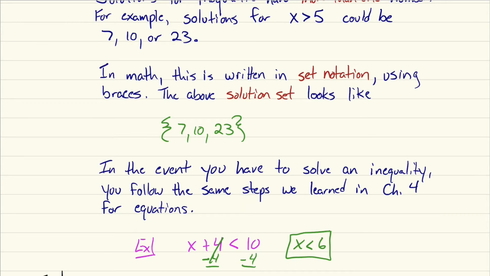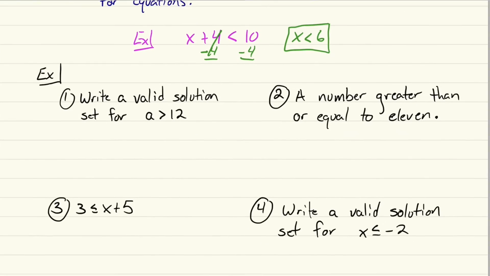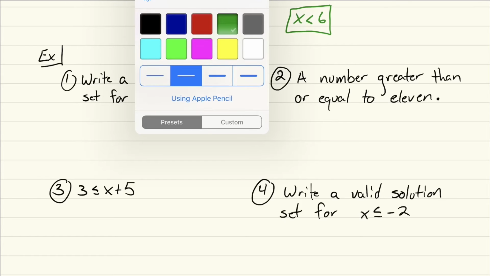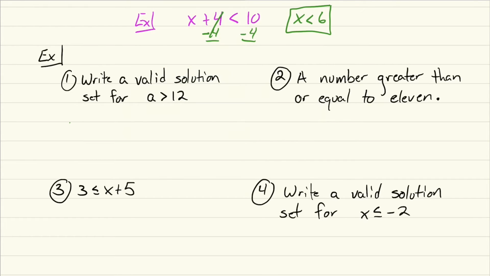All right, so let's get into our examples here. We have 4 examples of different types of problems that we'll see in 5.2. The first example says, write a valid solution set for A is greater than 12. So what we know is that our solution set is going to come inside of braces. And just as a rule of thumb, let's just put 3 numbers in there.